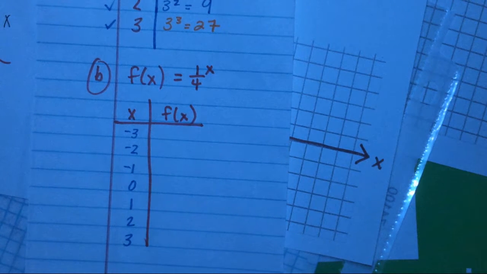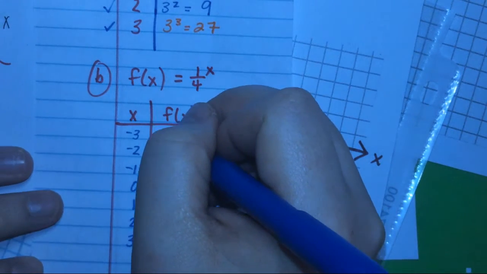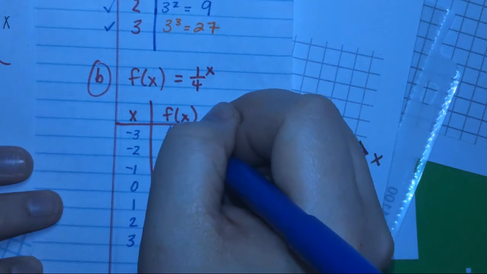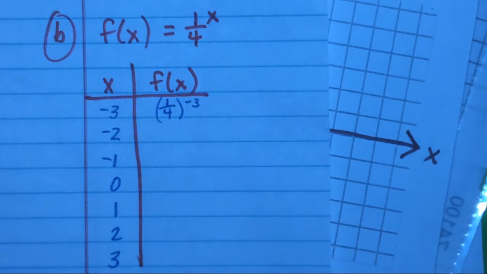Okay, so I'm going to show you this first one. Everywhere I see an x, I'm going to put a -3. So I have 1/4 to the -3. Okay. If I were you, and I were just trying to make my mind easy today, and I was lazy, I would just type this into my calculator.